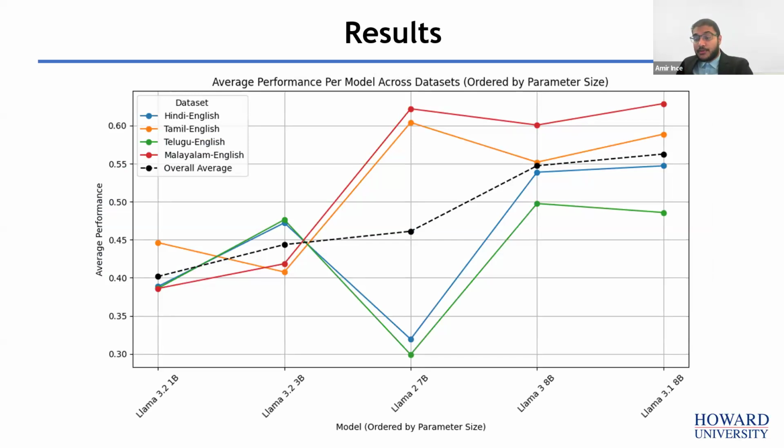The average performance per model across language pair datasets, ordered by parameter size. A notable trend is that there's a fluctuation for Llama 3.2 3B and Llama 2 7B, where the performance varied significantly depending on the language pair dataset. Despite these variations, the overall trend represented by the black dotted line indicates that models with larger parameter sizes, and the newer the model, generally tend to perform better on average.